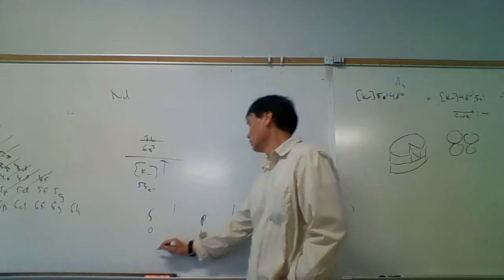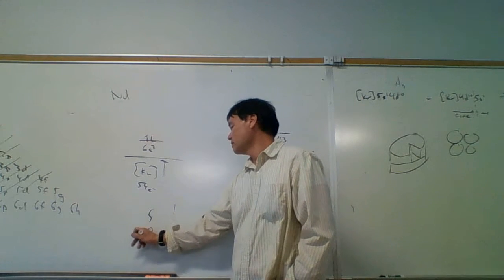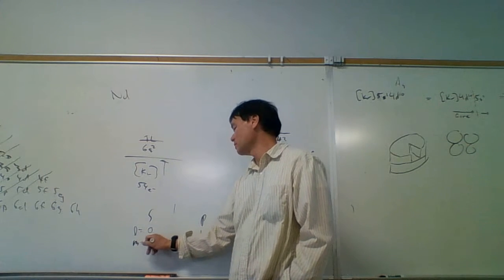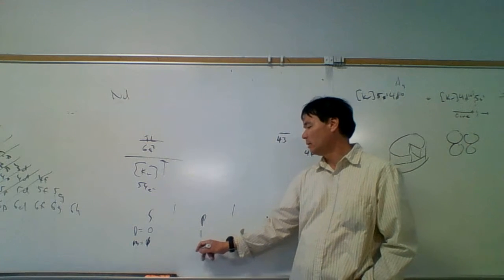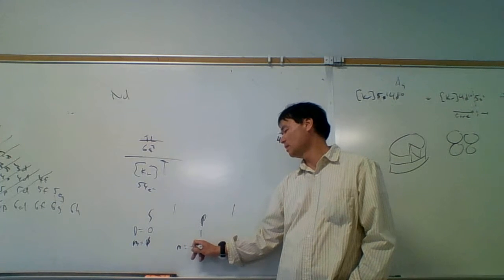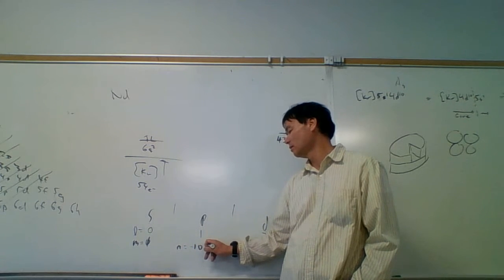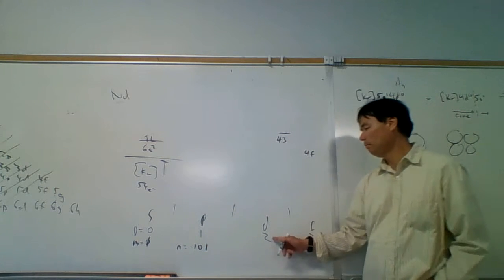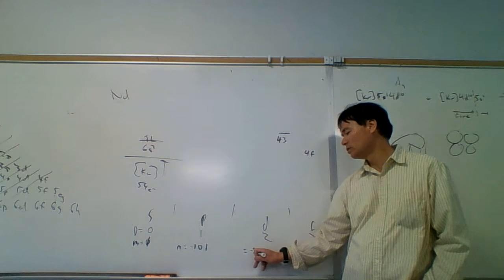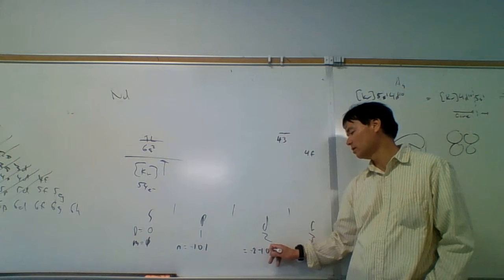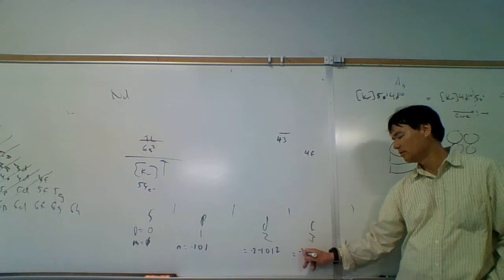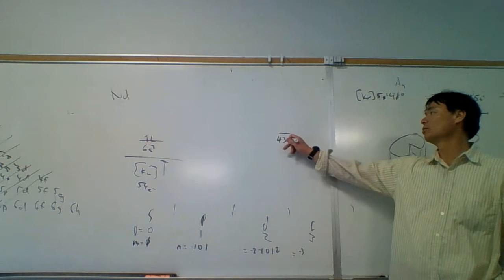Not -4. Here, when L is equal to 0, M is equal to 0, so it's only 0. When L is equal to 1, we go from -1 to +1. So what are the M values here? -1, 0, and 1. When L is equal to 2, then the M values are going to be -2, -1, 0, 1, 2. When L is equal to 3, what are the M values? -3. And so the first one will be 4, 3, -3.